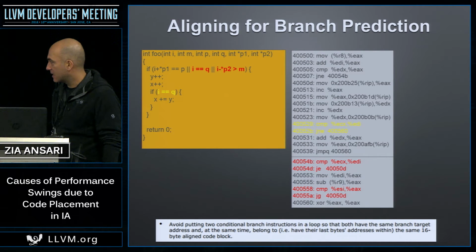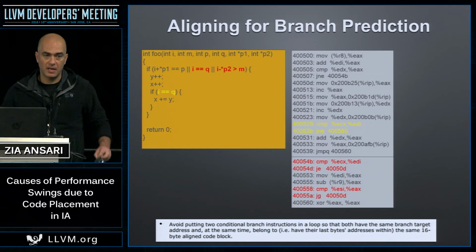But in this case, the hardware can't distinguish between these 2 instructions because they're in the same 16-byte chunk. So when we branch back up and hit this yellow if condition, we don't know whether we came from here or here.